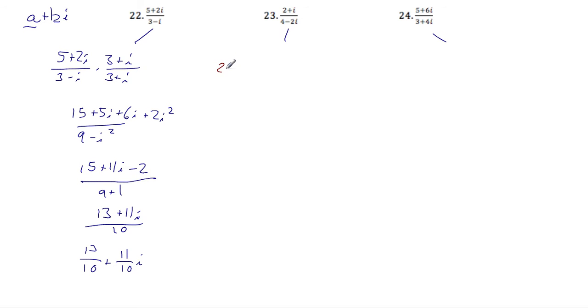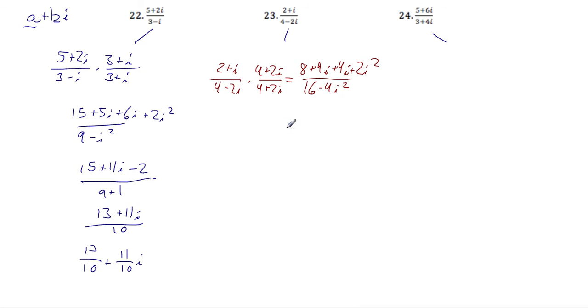Number 23. Again, we get 2 plus i over 4 minus 2i. We need to multiply numerator and denominator by the conjugate. The denominator is just going to be a difference of two squares, so we get 16 minus 4i squared. The numerator we FOIL, so we get 8 plus 4i, plus 4i again, and plus 2i squared.